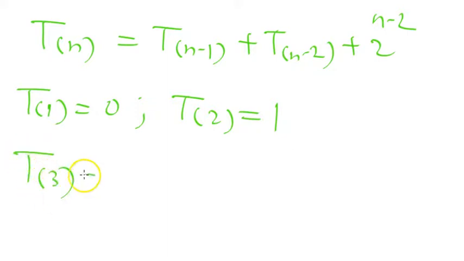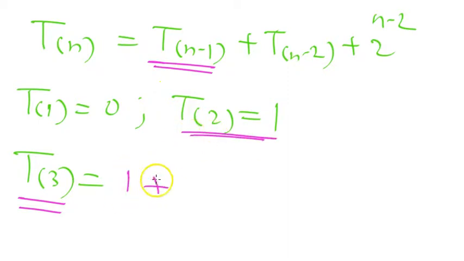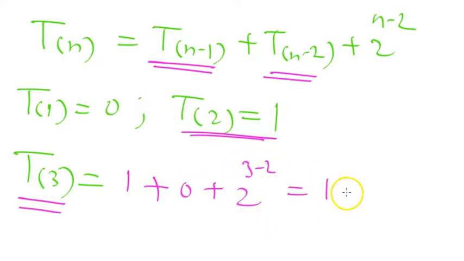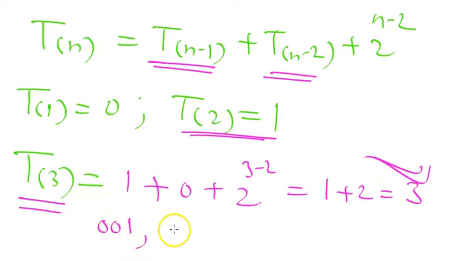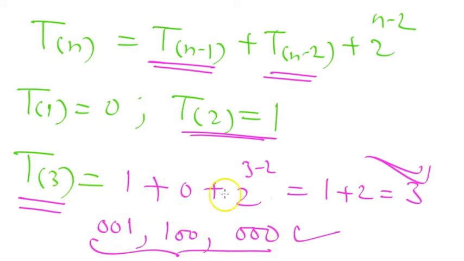Now you can very easily find T3. T3 means the number of 3 length bit strings which contain consecutive zeros. T3 is T2 plus T1 plus 2 power 3 minus 2. So that will be 1 plus 2, that will be 3. So how many 3 length bit strings which contain 0 0 do we have? 3. You can notice only 3 we have: this, this or this. Only 3 strings of length 3 contain a pair of consecutive zeros.